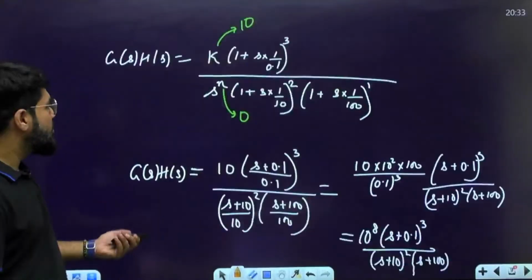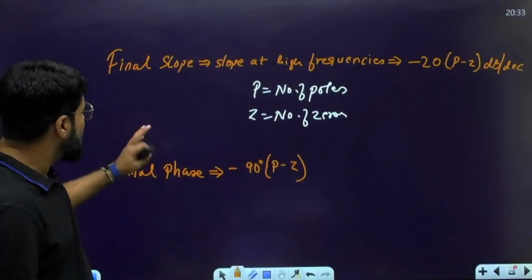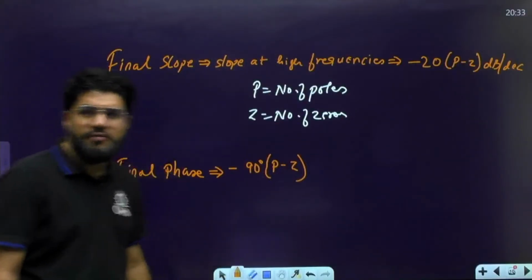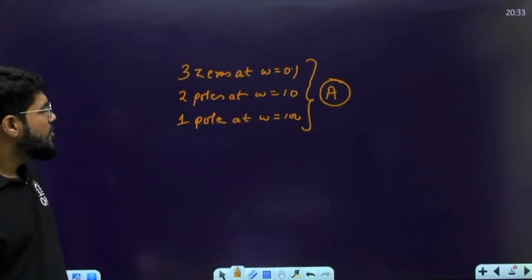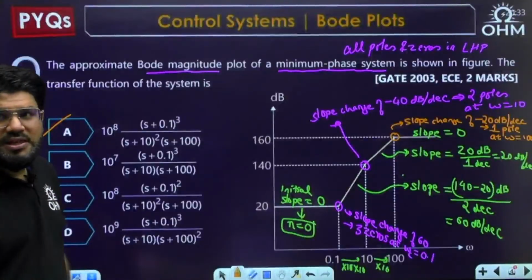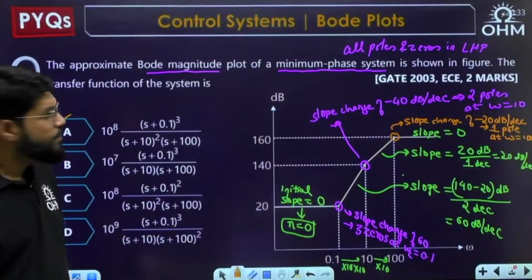Sometimes there are fundamental questions expected only on this final slope and final phase calculation. I will show you that, and then we'll come back to more such problems. In case of any doubt, please do let me know.